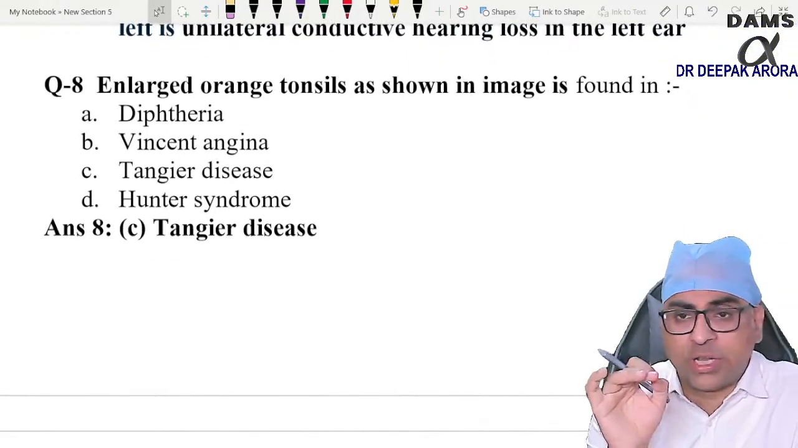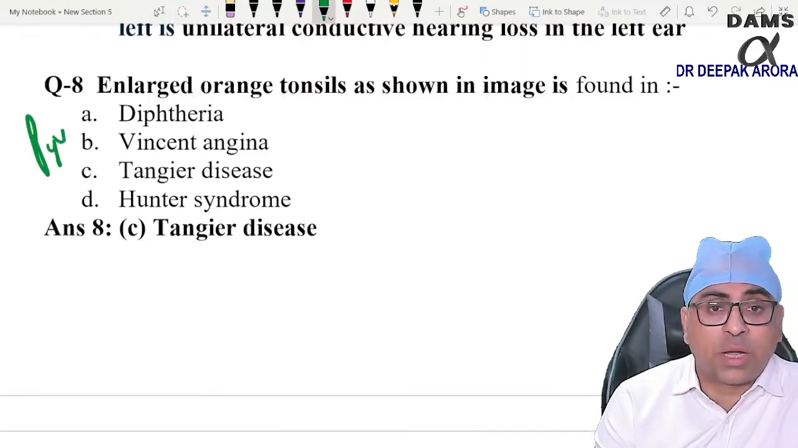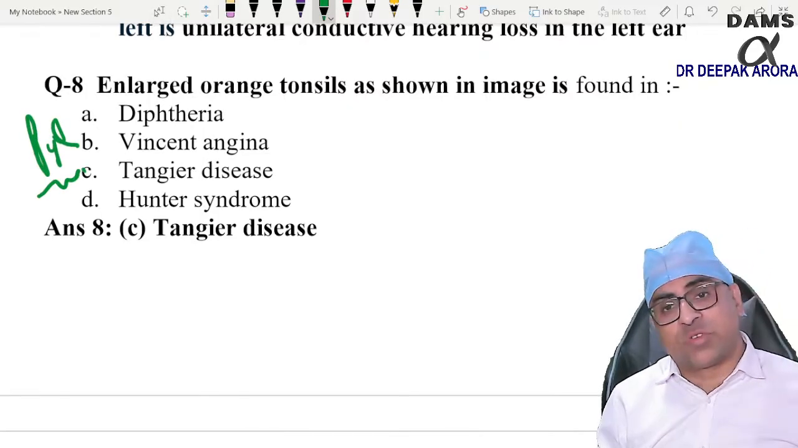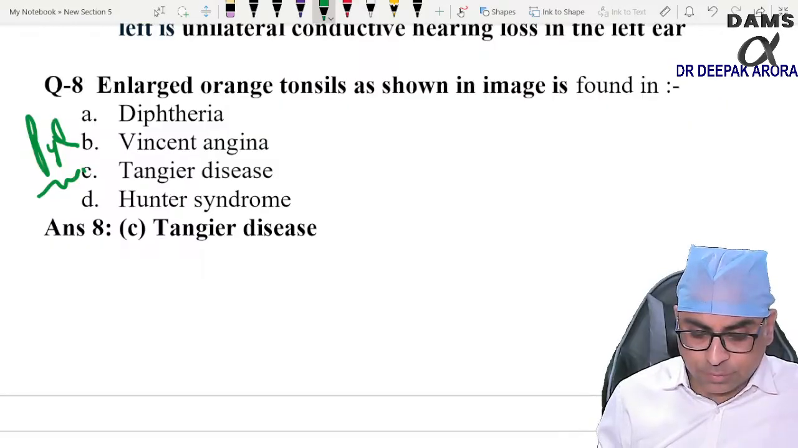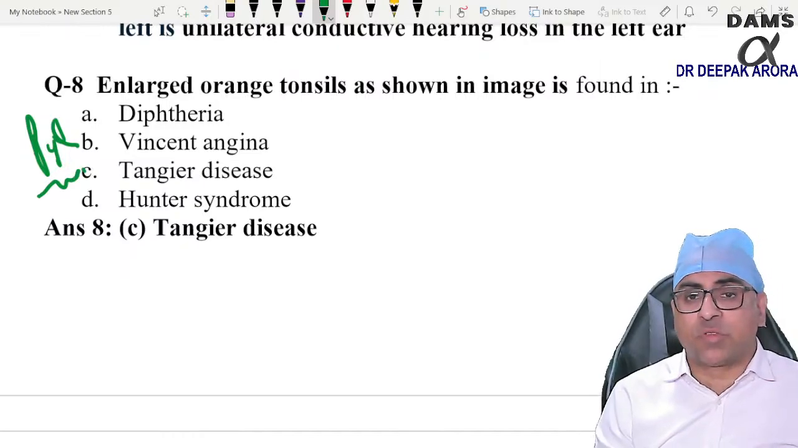An enlarged orange-colored tonsil is seen in Tangier disease. So this was a PYQ repeated from your Central Institute exam. It was Tangier's disease. Is it clear? Yes, beta, Dr. Patel, your right side finding was normal. It was on the normal side.